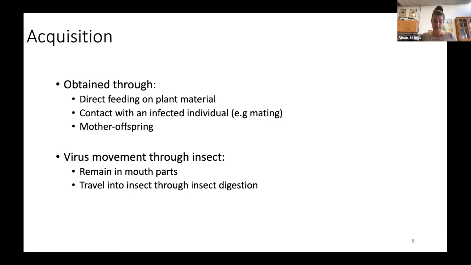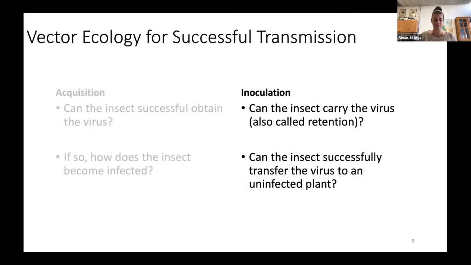Now, another important piece of the acquisition is that the virus somehow enters the insect. It is really not enough for the virus to just be on an insect, but it needs to be either in the mouth parts or travel into the digestive tract of the insect. The acquisition phase is the first step in identifying a potential vector.